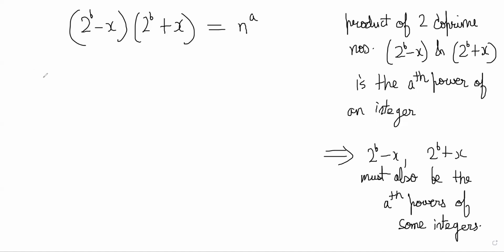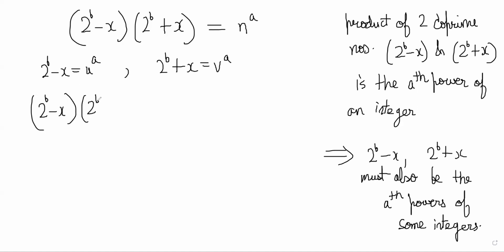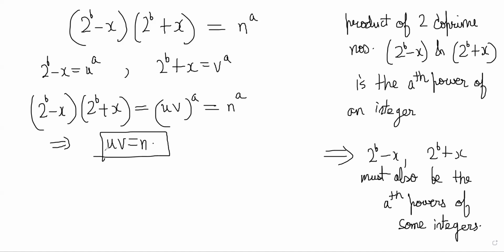So we are going to say that let's say 2^b − x is u^a, and 2^b + x is v^a, right? Now we are getting (2^b − x)(2^b + x) is equal to u^a v^a is equal to n^a, which implies uv is equal to n. This relation we are getting, uv is equal to n, and we also have u^a + v^a. If you add these two, you are getting it is equal to 2^(b+1), right?